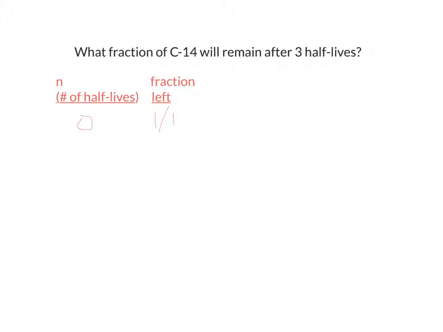After we go through 1 half-life, by definition that means that we should have a fraction of 1/2 of our material left. When we go through a second half-life, we should be at 1/4 or half of half. And when we get to the third half-life, we are down to 1/8. So when you're doing the fraction left column, you are always dividing by 2 in order to get your fraction left.